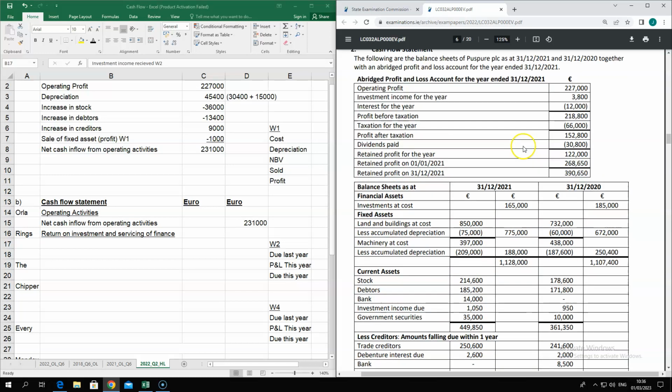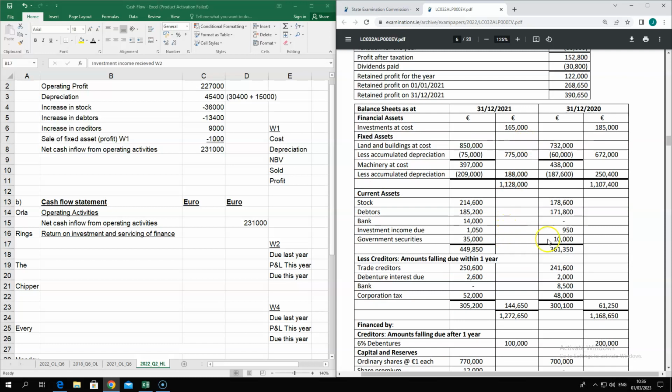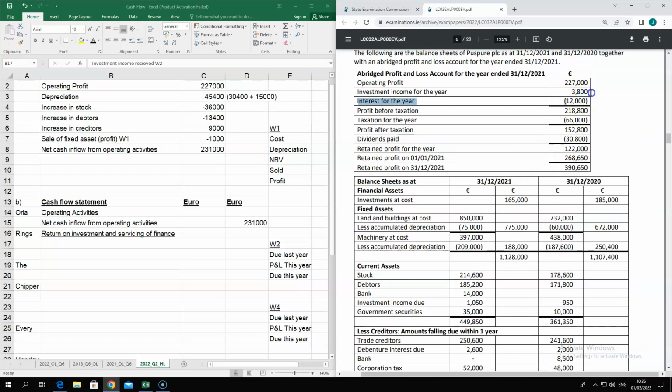Great. So that is money coming in. But last year I was owed 950. And this year I'm still owed 1,050. So I was meant to get 3.8, but I was also meant to get another 950. So both of those added together, and I take away the 1,050 that I haven't got yet, and I'll get how much investment interest I actually did receive.